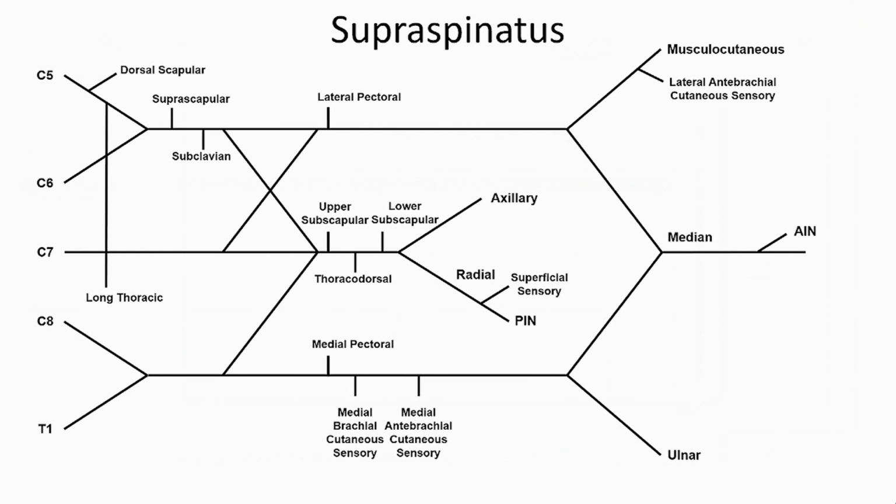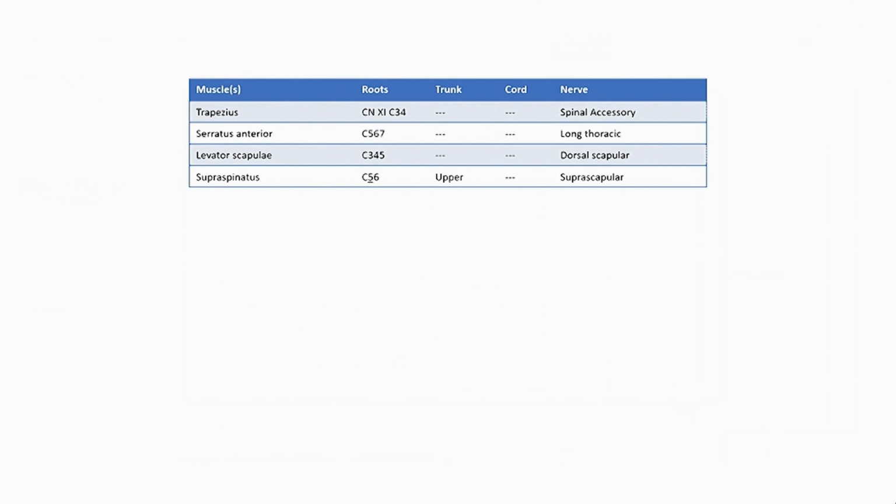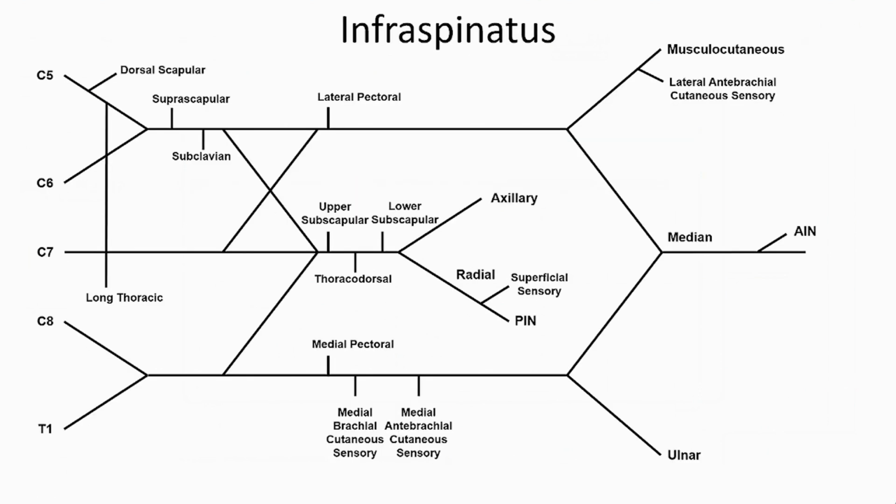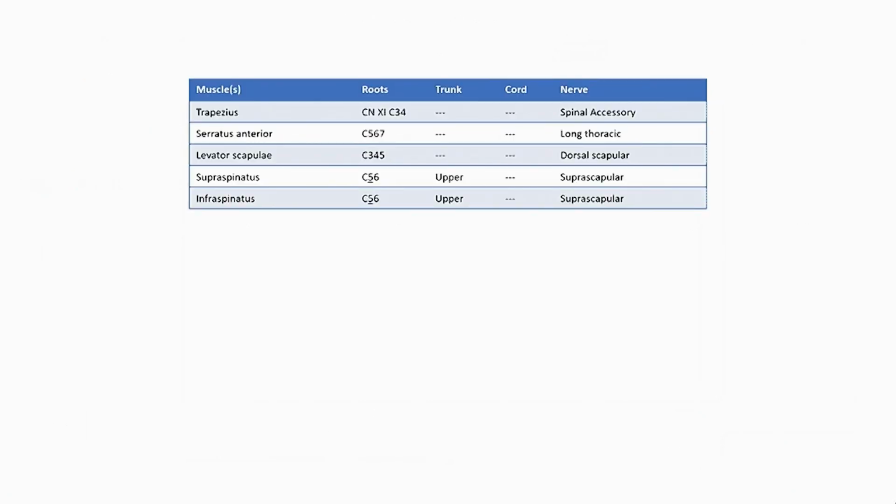Next is the supraspinatus. This is C5 and C6 nerve roots, upper trunk, suprascapular nerve, primarily a C5 muscle. Infraspinatus, C5 and 6, upper trunk, suprascapular nerve, primarily a C5 muscle.